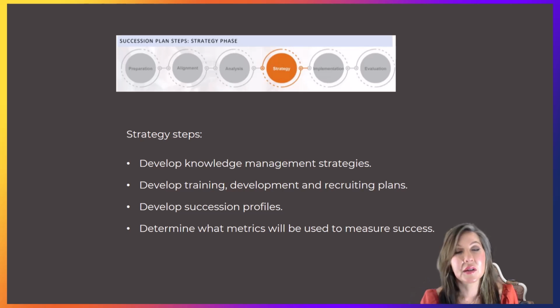So next we're going to talk about the strategy phase. Strategy steps: you want to develop knowledge management strategies, you want to develop training, development, and recruiting plans, you want to develop succession profiles, and you want to determine what metrics will be used to measure success.